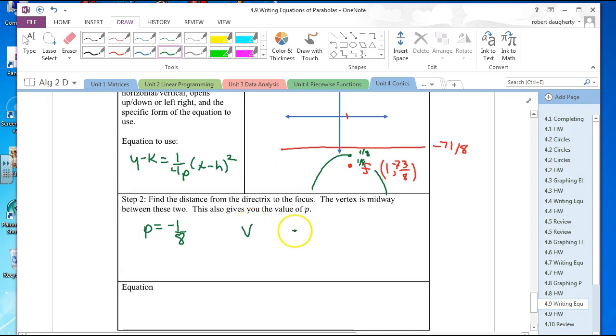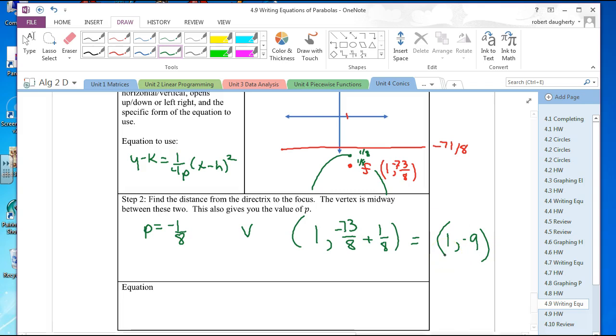So the vertex is going to be at 1. How much higher than the focus will it be? 1/8 higher. So what is negative 73/8 plus 1/8? Negative 72/8, which is what? What's that number? 9. So 1, negative 9 is where the vertex is.